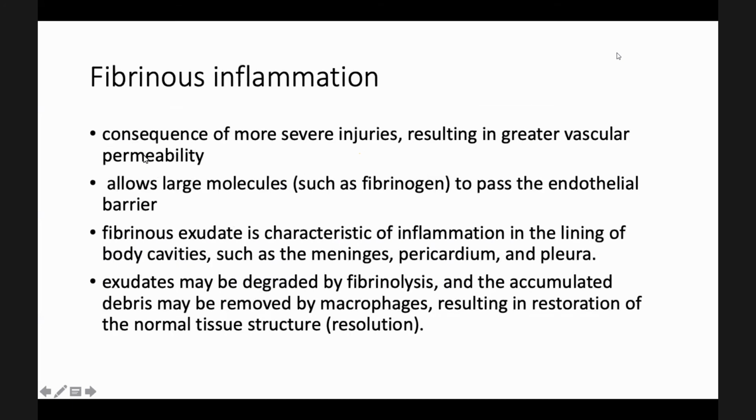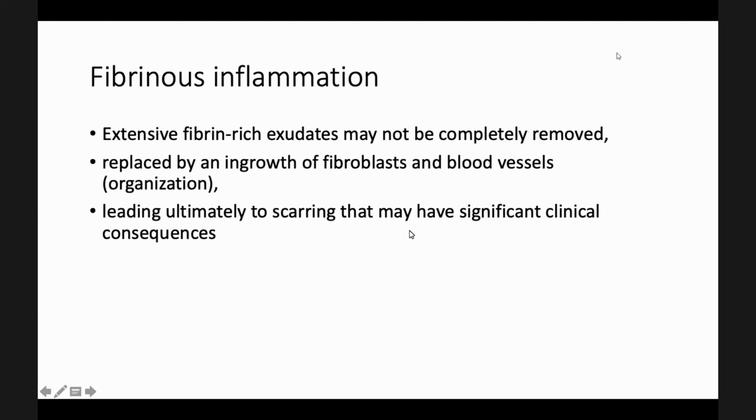Okay, fibrinous inflammation. This is because of more severe injuries resulting in greater vascular permeability. This allows large molecules such as fibrinogen to pass through the endothelial barrier. So fibrinous exudate is characteristic of these inflammations, and it lines body cavities such as the meninges, pericardium, and pleura. These exudates are usually degraded by fibrinolysis, and the accumulated debris may be removed by macrophages, resulting in restoration of normal tissue structure. Resolution can still occur in fibrinous inflammation.